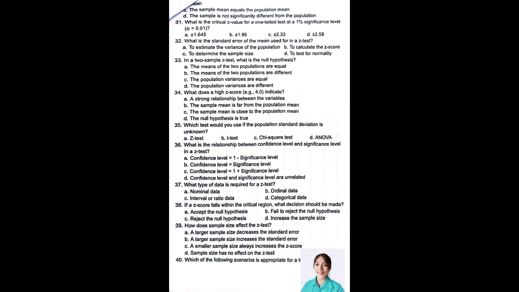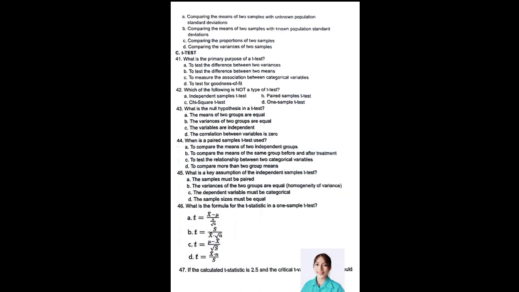Then we have number 38. If a z-score falls within the critical region, what decision should be made? So the decision is that you must reject the null hypothesis if the z-score falls within the critical region. Then we have number 39. How does sample size affect the z-test? A larger sample size decreases the standard error. So that's in option A.